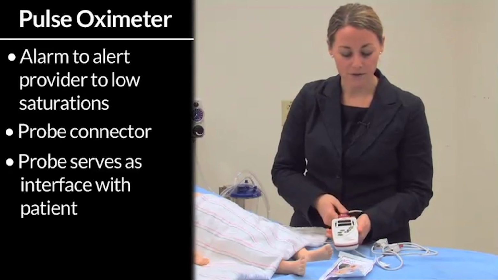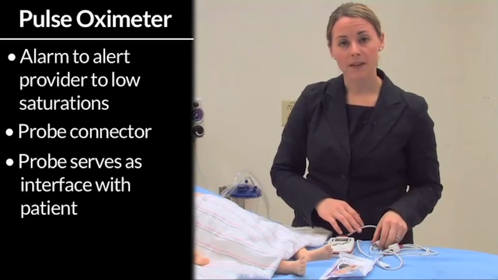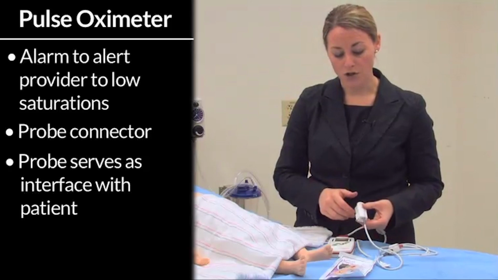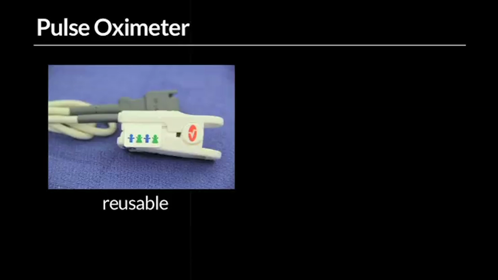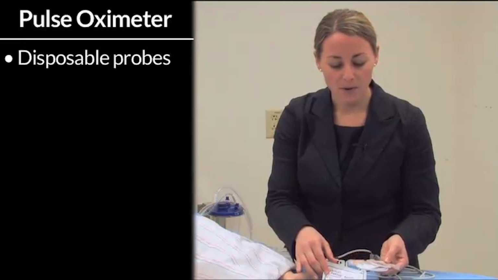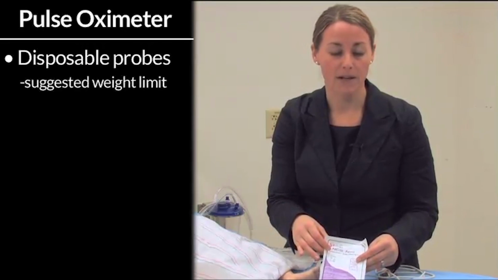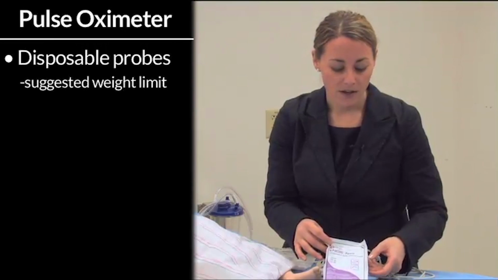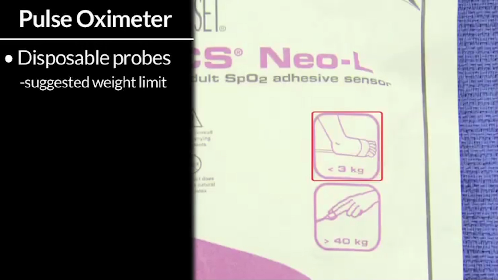And then the probe itself is going to be your interface with the patient. There are two different main categories of saturation probes, which include the reusable probe. Here's an example of an alligator clip reusable probe, or a disposable type probe meant to be for single use. With the disposable probes, there's often a weight limit that's suggested to be used with these probes. For instance, in this one, you can see that it's recommended for less than 3 kilogram infants or greater than 40 kilogram adolescents or adults.